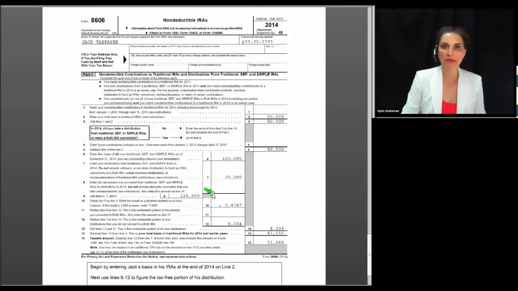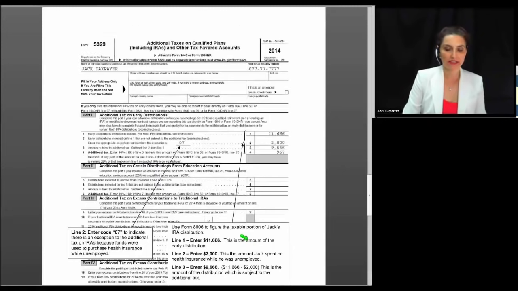That means 41.67% of his distribution will be a non-taxable return of his cost. And that non-taxable part of the distribution is $83.34. So we're going to take $83.34, subtract that from the amount of the distribution, which was $20, and we're left with $11,666 as the taxable part of the distribution. The next stage is to figure out how much penalty he owes on that $11,666.